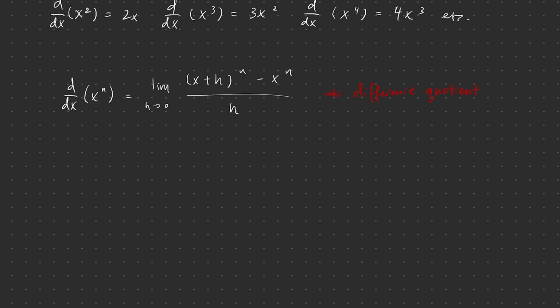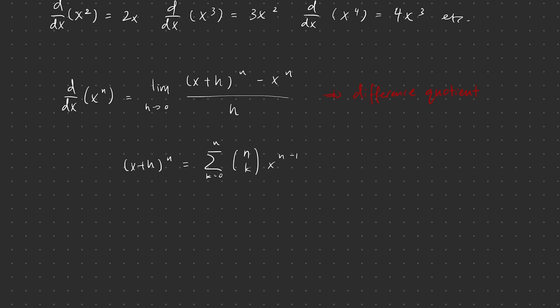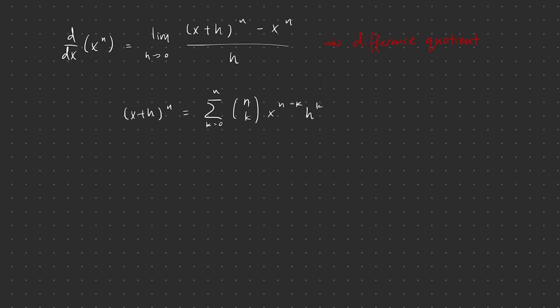We can use something called the binomial theorem to expand this. So by the binomial theorem, x plus h to the n is the sum from k equals 0 to n of n choose k times x to the n minus k times h to the k. Okay, this is by definition. If you don't know what this means, don't worry. We only worry about the first term, really.